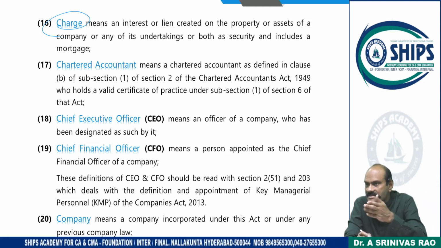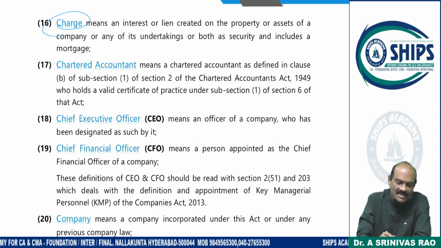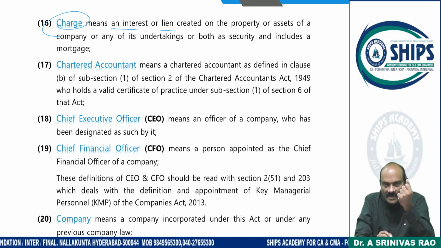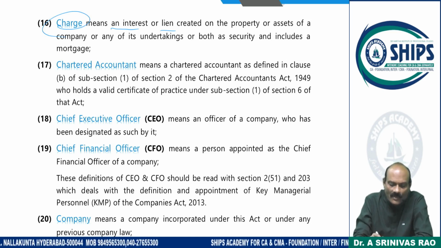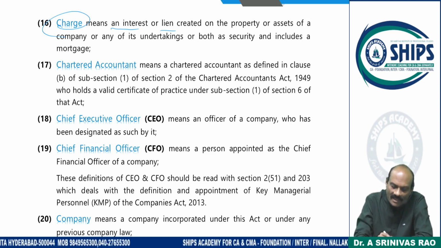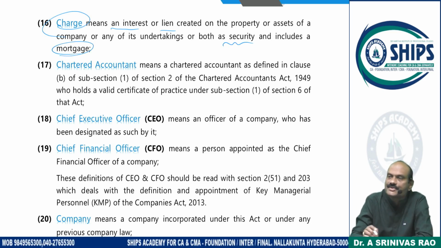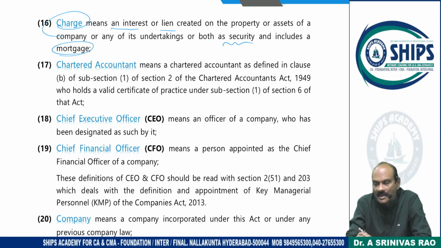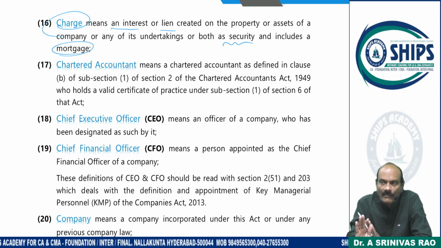And the procedure for the registration and certification, we will see in due course, guys. And here, verify: charge means an interest or lien. Lien means retaining until payment is made. A lien created on the property or assets of the company or any of its undertaking, both security including mortgage. The word mortgage is for immovable property, pledge is for movable property. In company law, there is no question of the pledge. They take the word only mortgage.